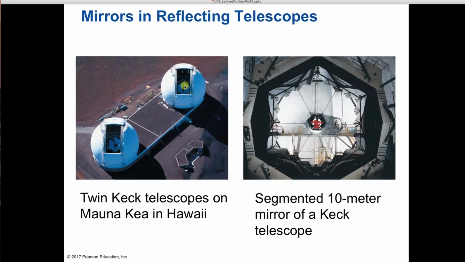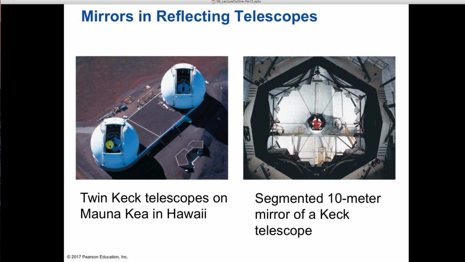They can actually look at the same object at the same time, and when you combine the images of these two objects, the resolving power that you get is the same as you would get if you had a telescope with a diameter equal to the distance between these two telescopes, which is several meters, maybe 100 meters. So it's the same resolving power as a much, much larger telescope, and that's really important.